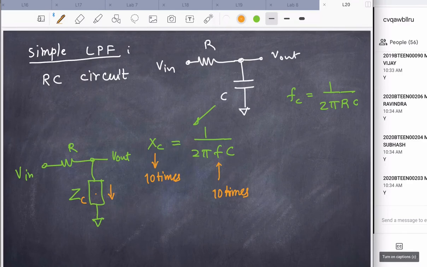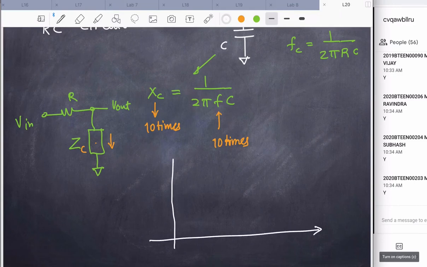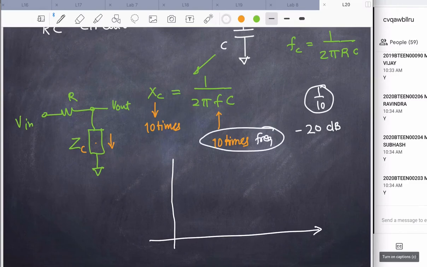Okay. So, when you draw the frequency response, 10 times means 1 by 10, and 1 by 10 means minus 20 dB. So, this 1 by 10 is occurring because of a 10 times increase in the frequency. A 10 times frequency increase is called a decade.